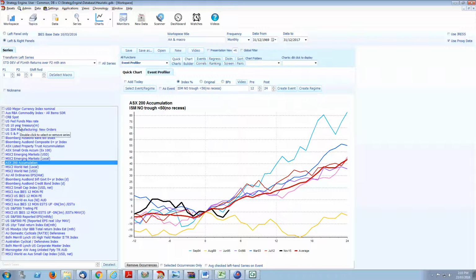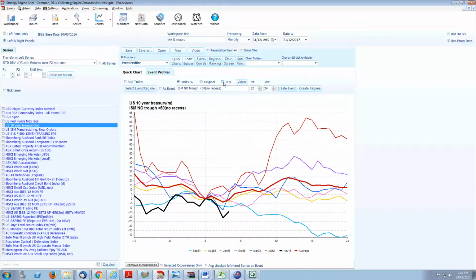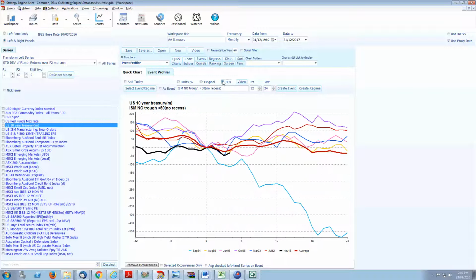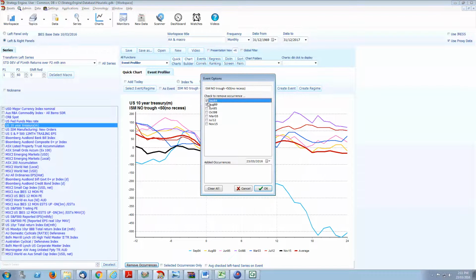10-year bond yields, let's express those in terms of basis points. And with the exception of the 84 experience, generally bond yields have risen. And I'll strip out the 84 experience on this occasion.